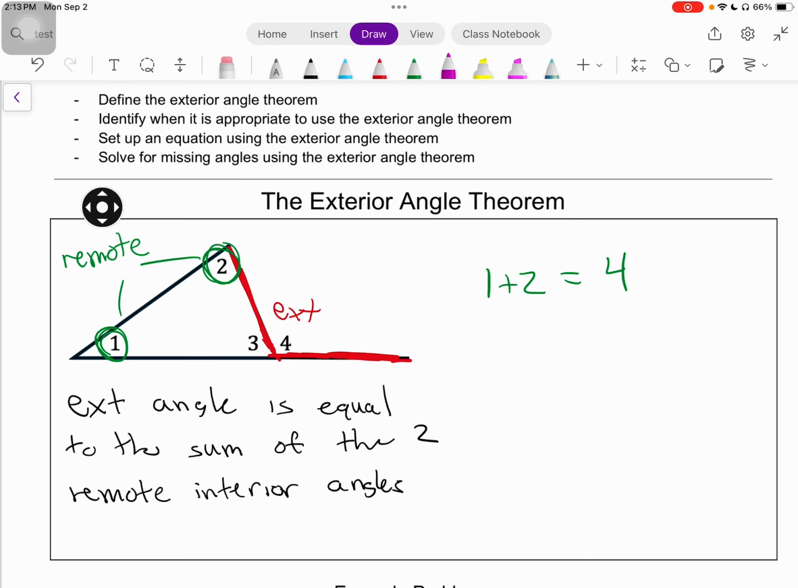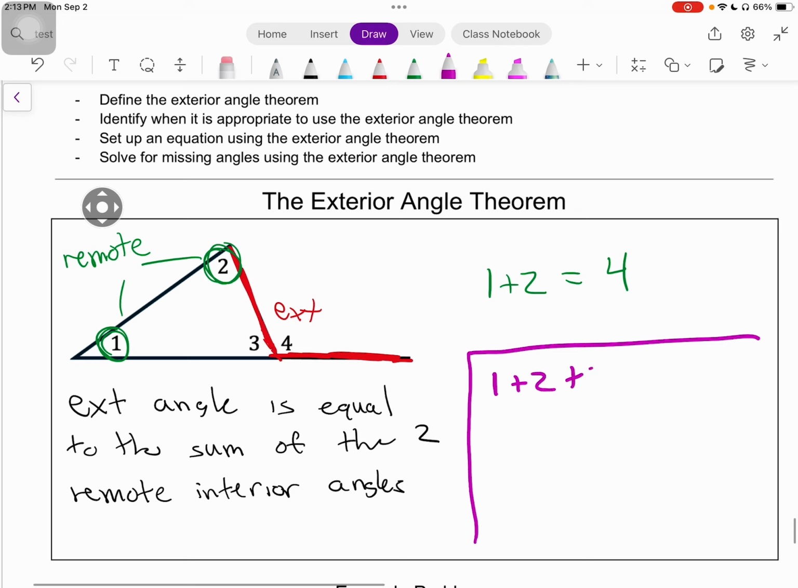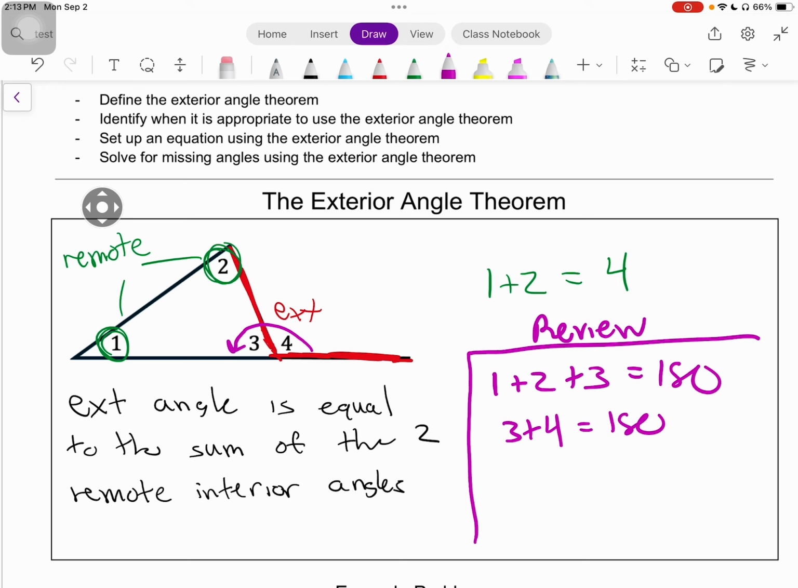Now, a little side note here, which I think is important to understand. There are two other things that you can set up in this triangle. We should know at this point that 1 plus 2 plus 3 equals 180. That's from the last video, a little bit of review. And the other thing that some people have a tough time seeing is the linear pair down here for 3 and 4. So 3 plus 4 is also equal to 180. So this is the new thing, our exterior angle theorem. Very, very important. But those two things in review, those interior angles and that linear pair, do come up a lot. All right, so we're just going to jump into some questions.